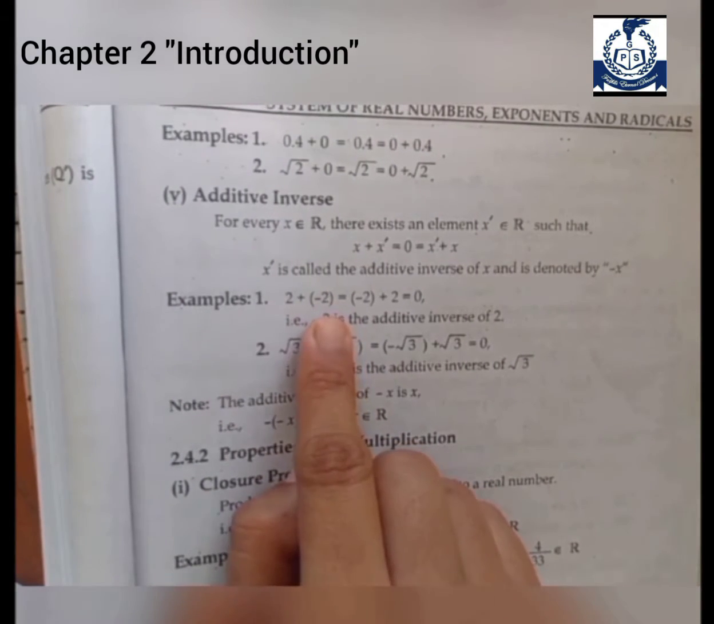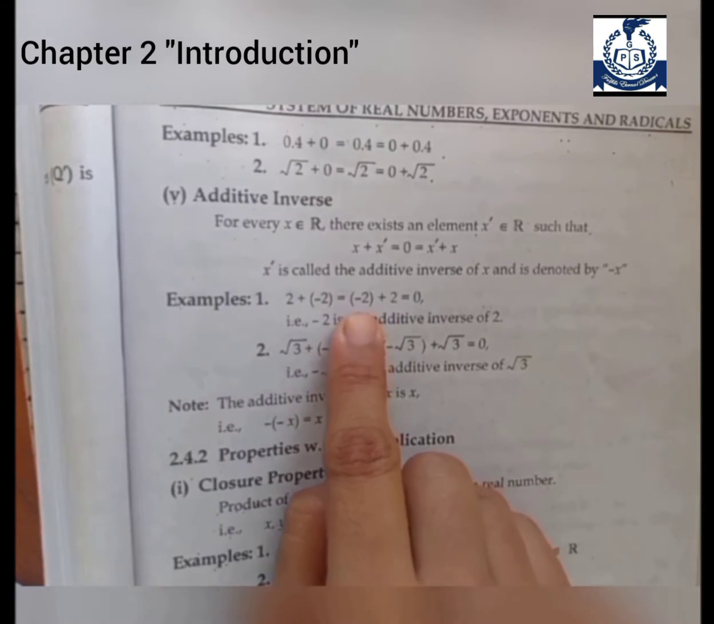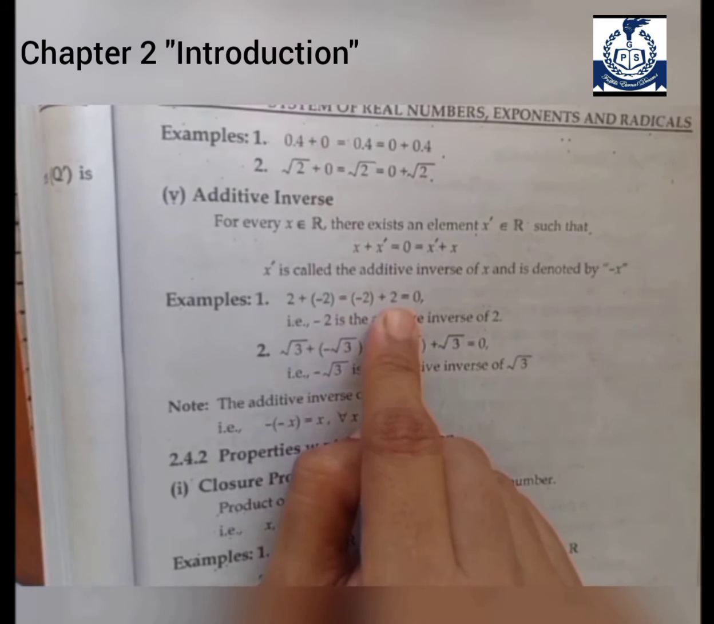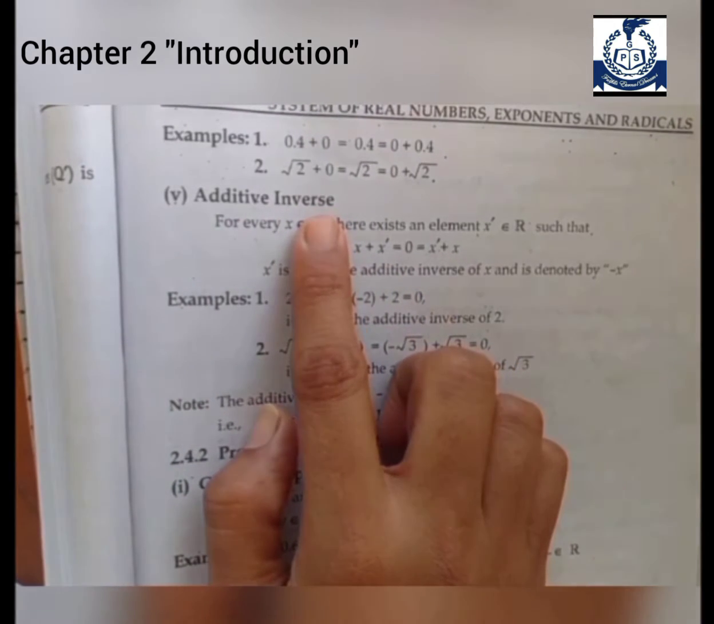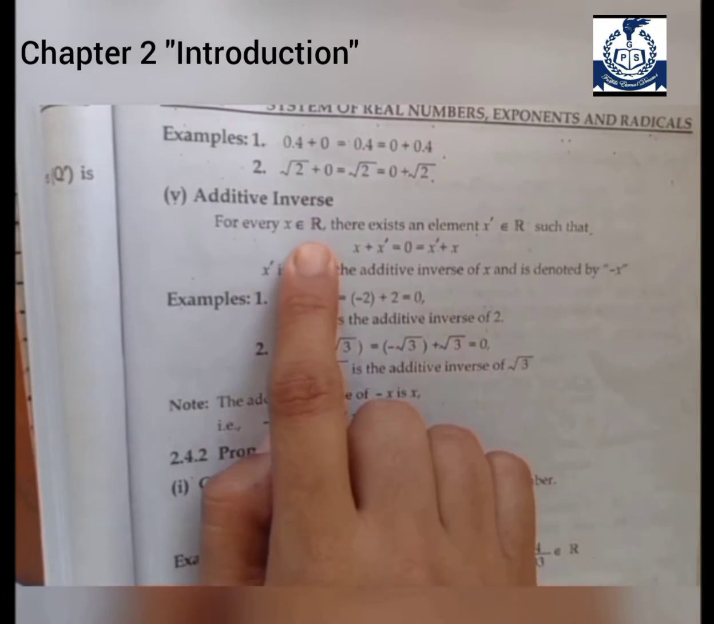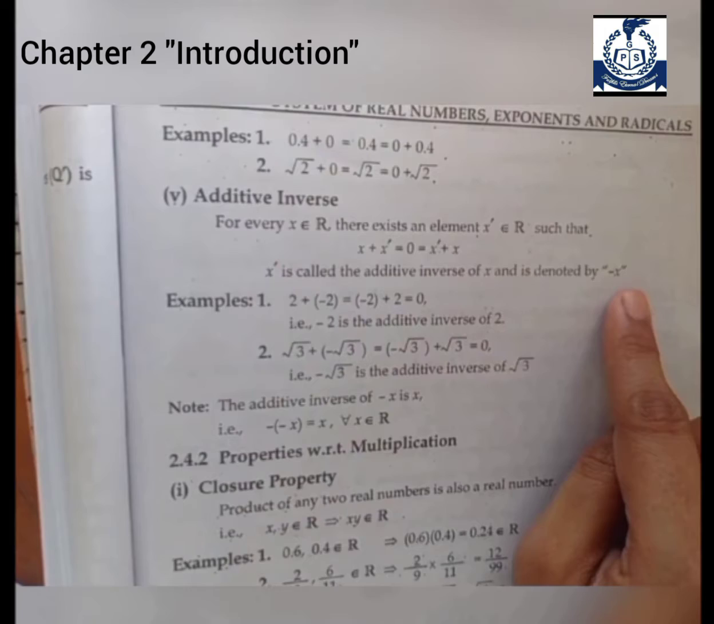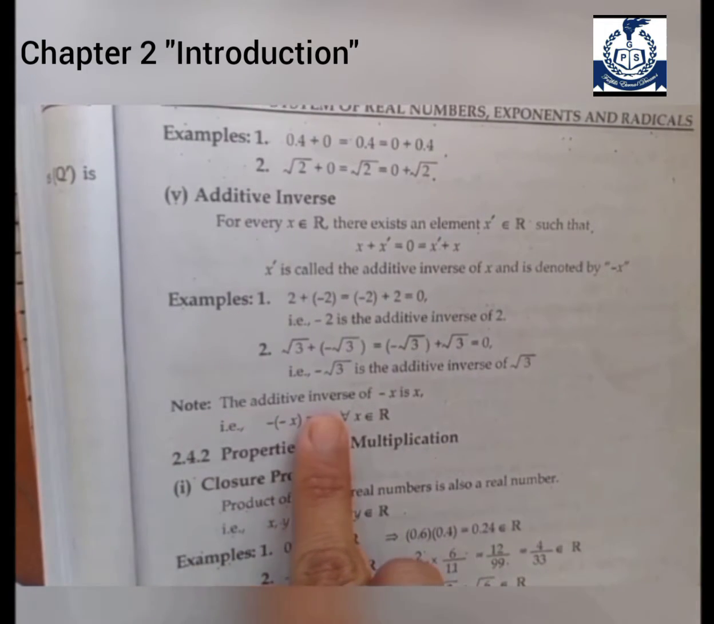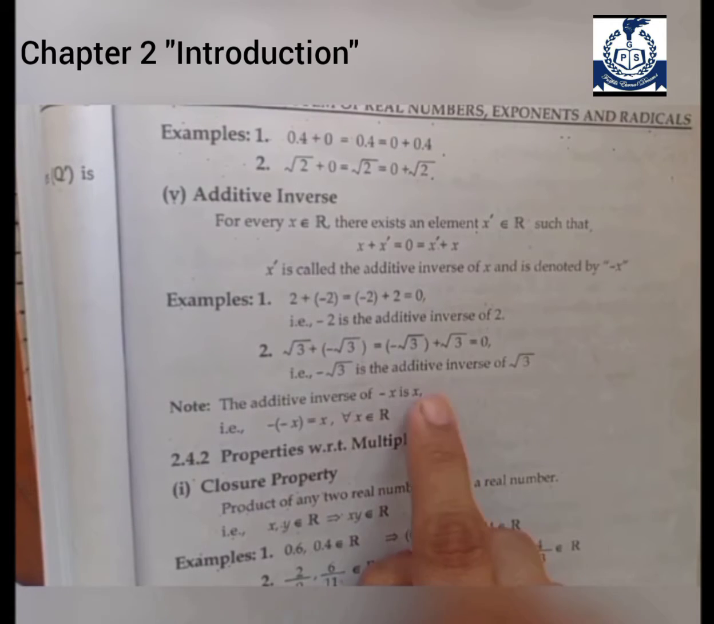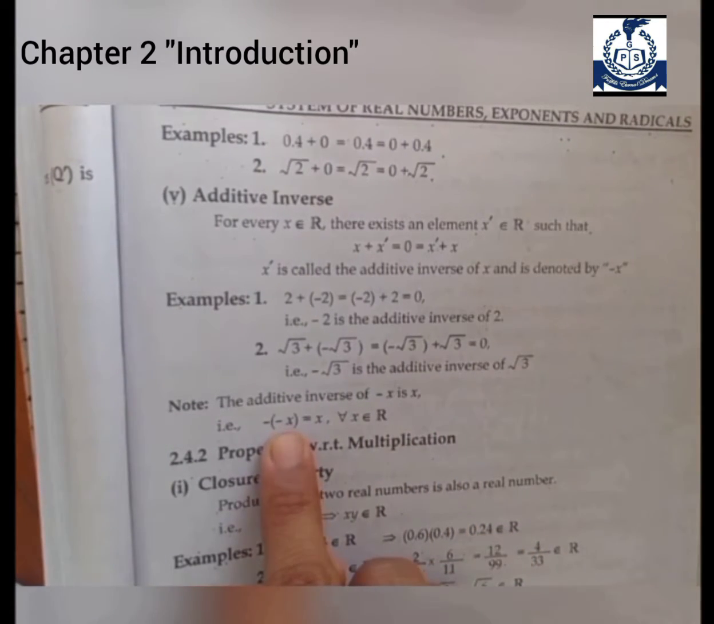X bar is the additive inverse of x and is denoted by minus x. Example: 2 plus (minus 2), 2 minus 2 is equal to 0, or minus 2 plus 2 is equal to 0. In additive inverse, if we write x plus the inverse of x, we get 0, or if we write the inverse of x plus x, it is equal to 0. So the additive inverse of minus x is x.